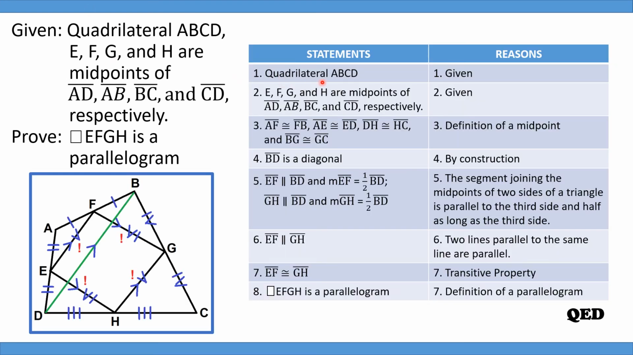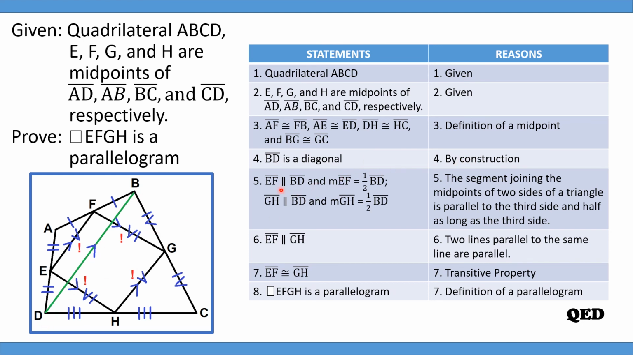Statement 1, quadrilateral ABCD, given. Statement 2, E, F, G, and H are midpoints of line segment AD, AB, line segment BC and CD respectively, given. Number 3, line segment AF is congruent to line segment FB. Line segment AE is congruent to line segment ED. Line segment DH is congruent to line segment HC. And line segment BG is congruent to line segment GC by the definition of a midpoint. Number 4, line segment BD is a diagonal by construction.